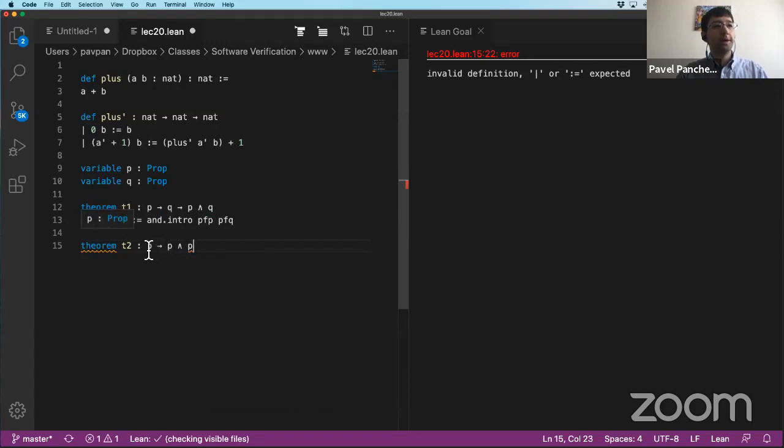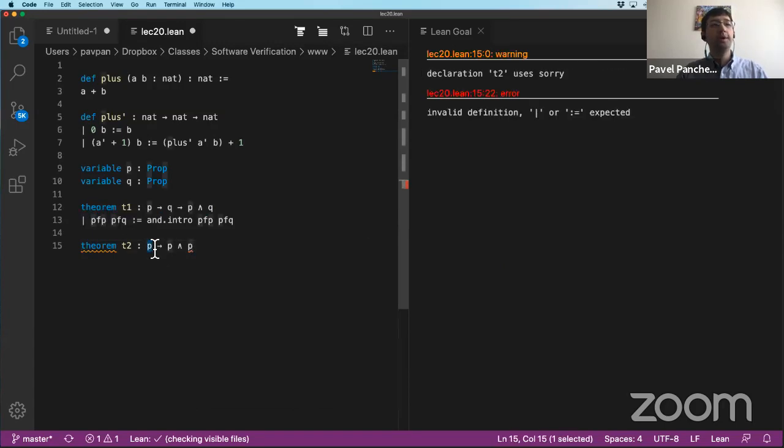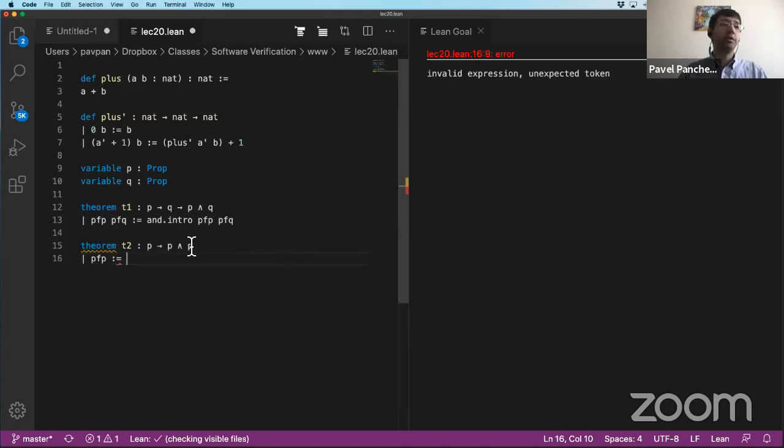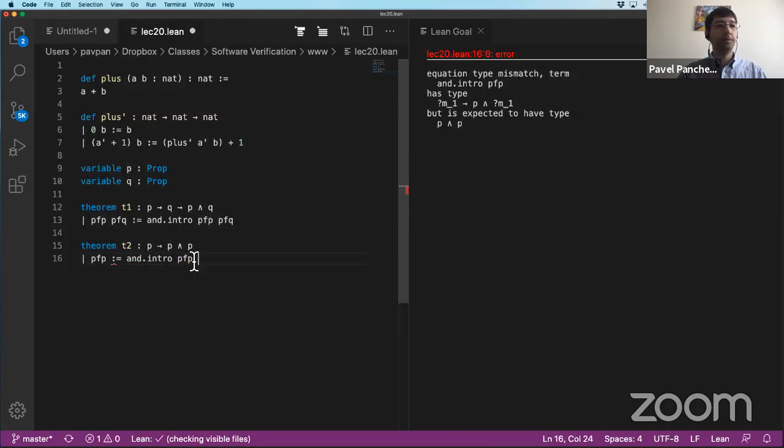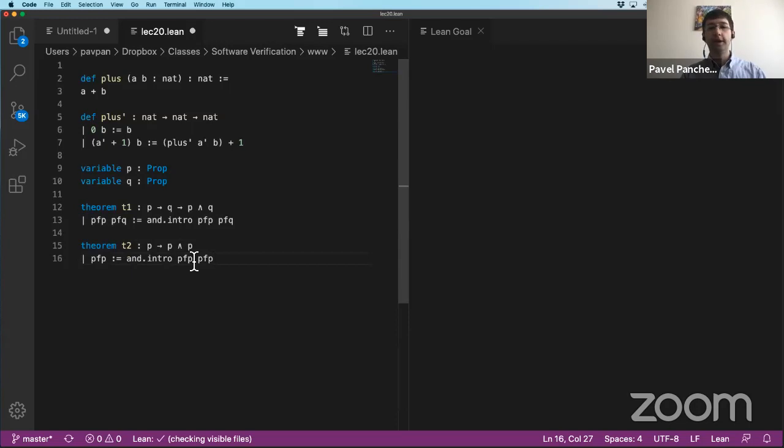And so again, when I write if P is true, what I mean is that I take a proof of P in as an argument. And I now want to construct a proof that P and P is true. Well, we know how to construct proofs of and. We do that by and.intro, and we need to give it a proof of P and then separately a proof of P. So luckily we have those on hand, and here we have our little proof.